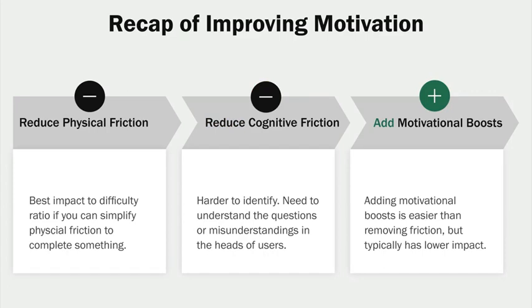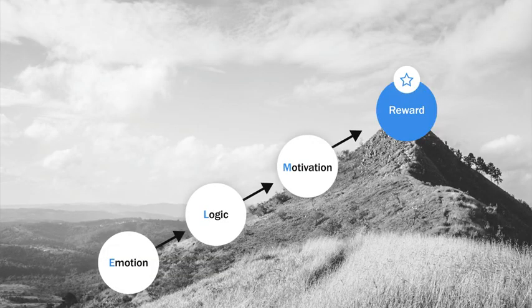We think about that last because, once again, removing friction typically has higher impact, and we can't just layer on motivational boosts at random. We need to make sure that there's that core emotional fuel there that is moving users through the Reforge Elmer decision hill. In the next lesson, we're going to talk about this last step, about how do we improve the elements of rewards.